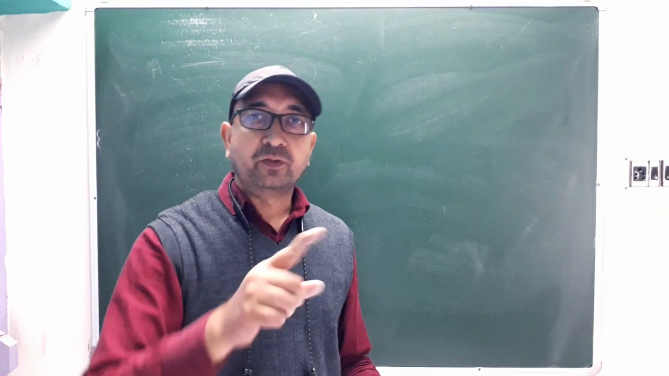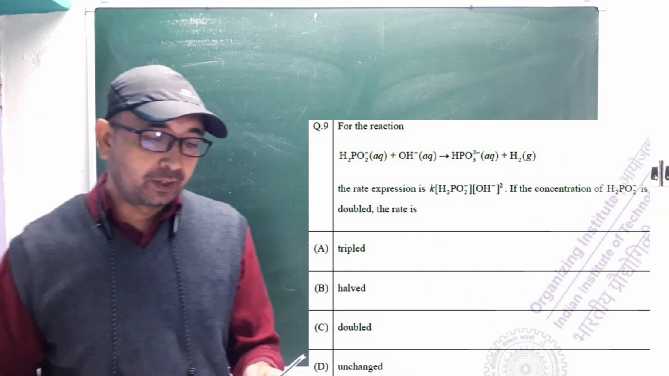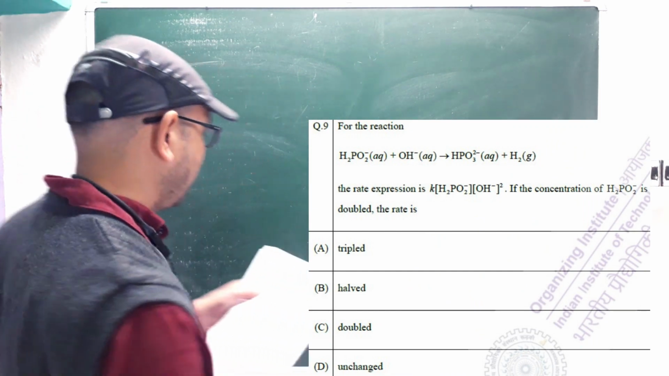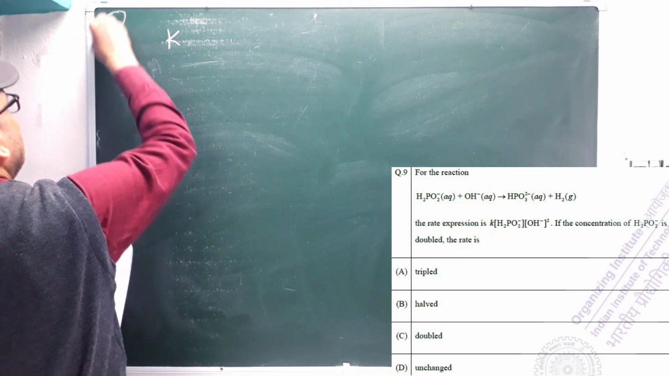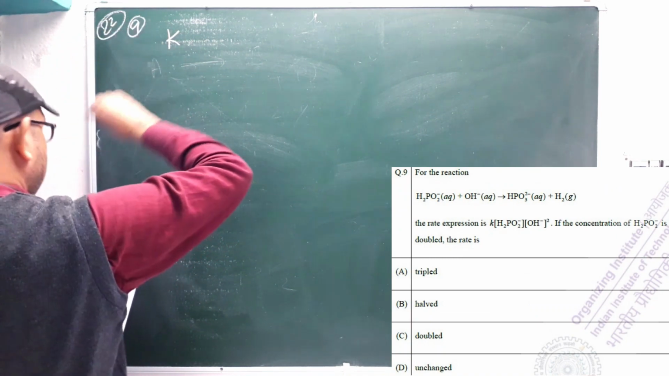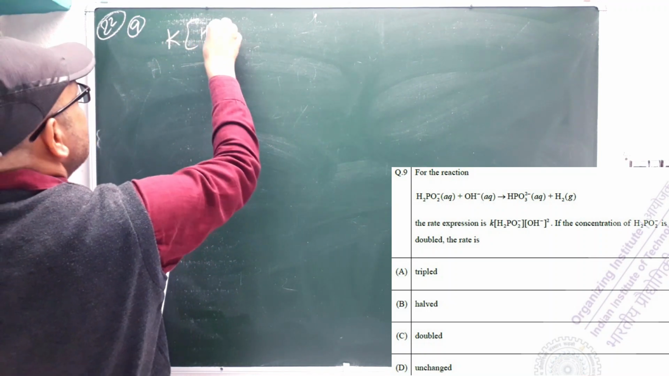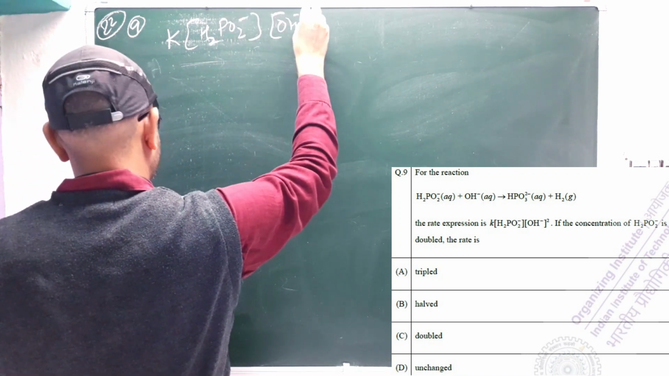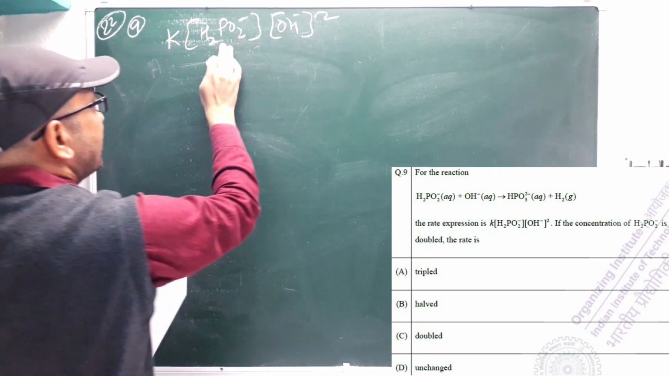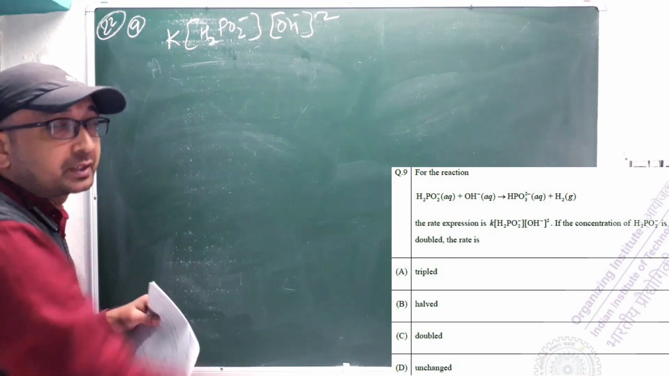Here is your first question, you can see in the screen. For the reaction, one reaction they have given, you see the reaction on screen. And then the rate expression they have written, that is very much important in this question. This was asked in 2022, question number 9, and it is very easy. So K they have given, H2PO2 minus and then OH minus. With respect to H2PO2 minus it is first order, with respect to OH minus it is second order. Overall it is a third order reaction.